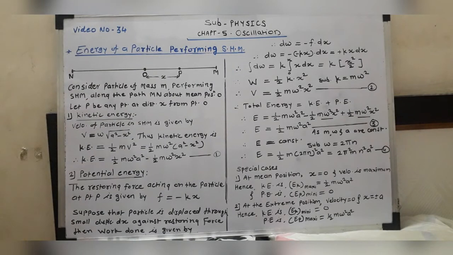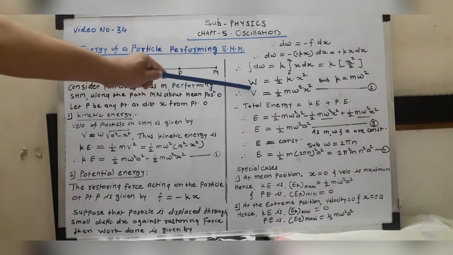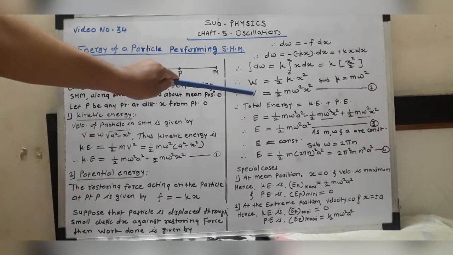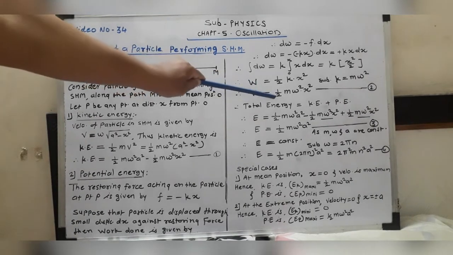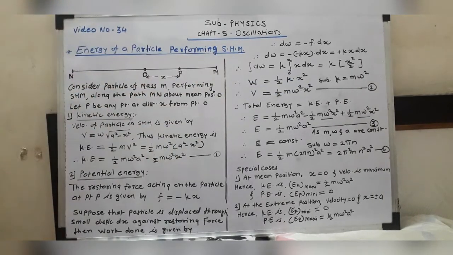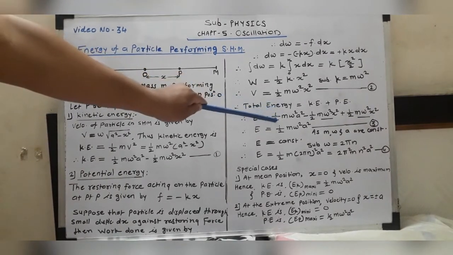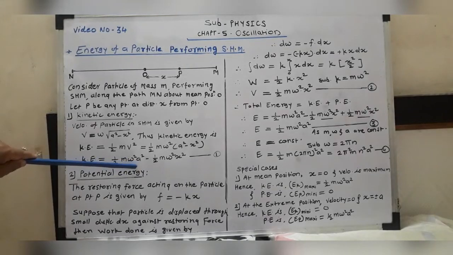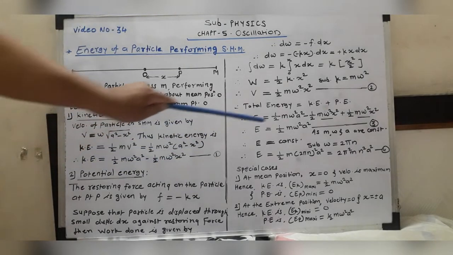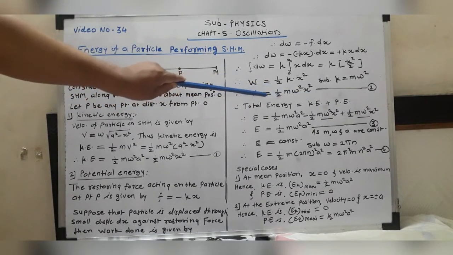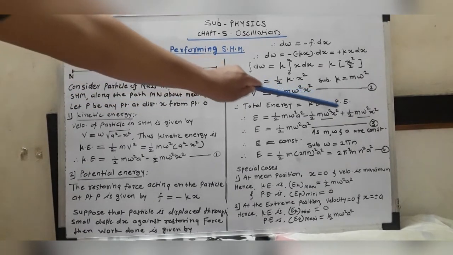Then we have to find out the total energy, which is nothing but the sum of kinetic energy and this potential energy. Kinetic energy, this is the equation number 1, and this is the potential energy in the form of work done, that is equal to 1/2 m omega square x square. Then substituting this value, total energy E is equal to kinetic energy 1/2 m omega square a square minus 1/2 m omega square x square, and potential energy PE is equal to 1/2 m omega square x square.